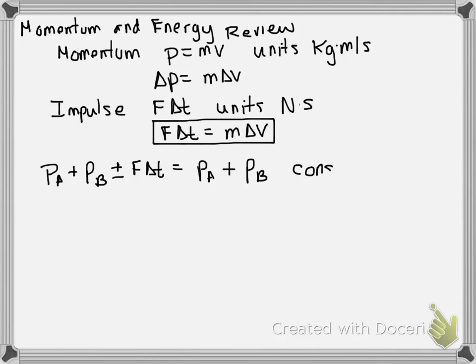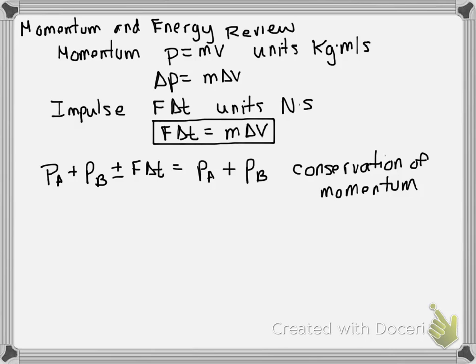Conservation of momentum can be represented by momentum of object A plus momentum of object B plus or minus the impulse equals momentum of object A and object B after. So the left side of this equation represents the before situation. The after side represents the after situation. Again, that impulse would have to be an external force.